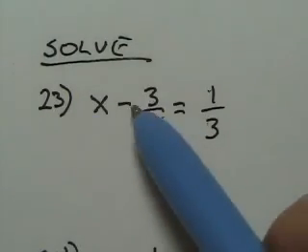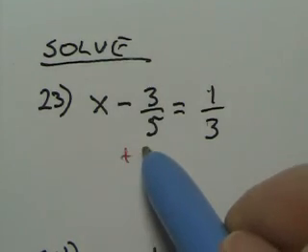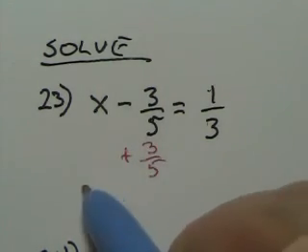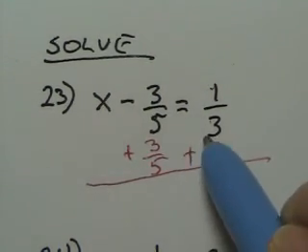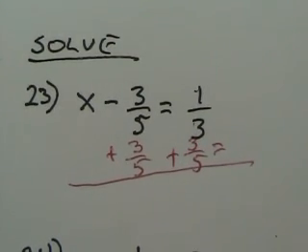On 23, you want to get the variable by itself, so this is minus 3/5. So I will add 3/5. That means I have to add 3/5 on the other side. It's kind of small writing there.